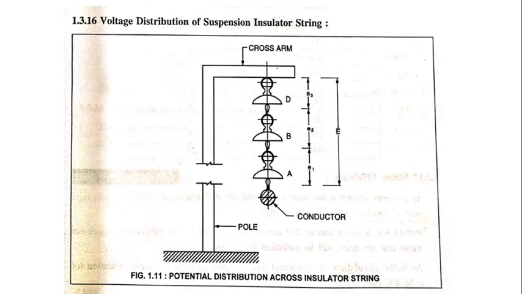Now we are going to see the voltage distribution of the suspension type insulator. In a suspension type insulator, this is the cross arm, and these are three discs, A, B and C, and over here we are going to connect our conductor. This is the overall voltage E, the total voltage between the conductor and the cross arm, and the voltages E1, E2 and E3 are with respect to the discs.